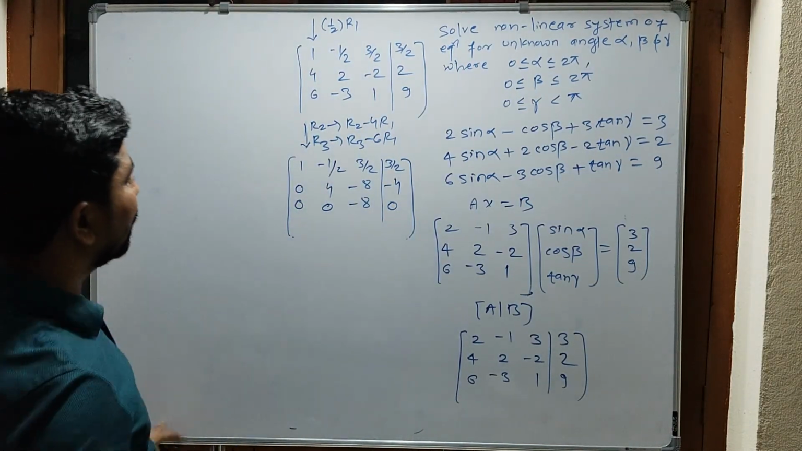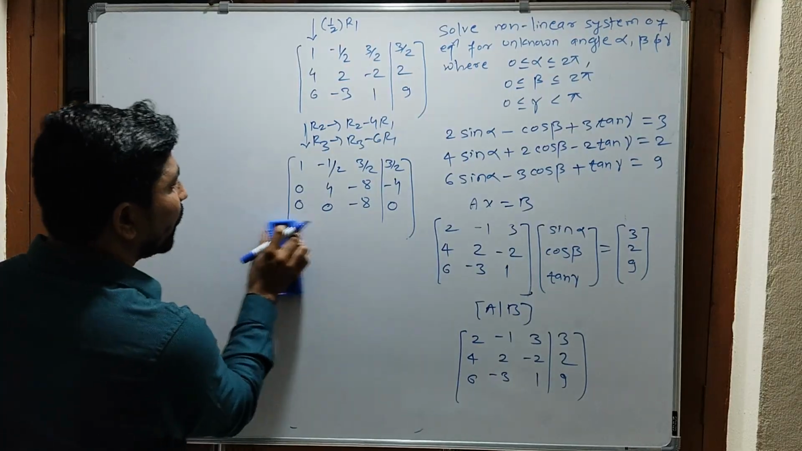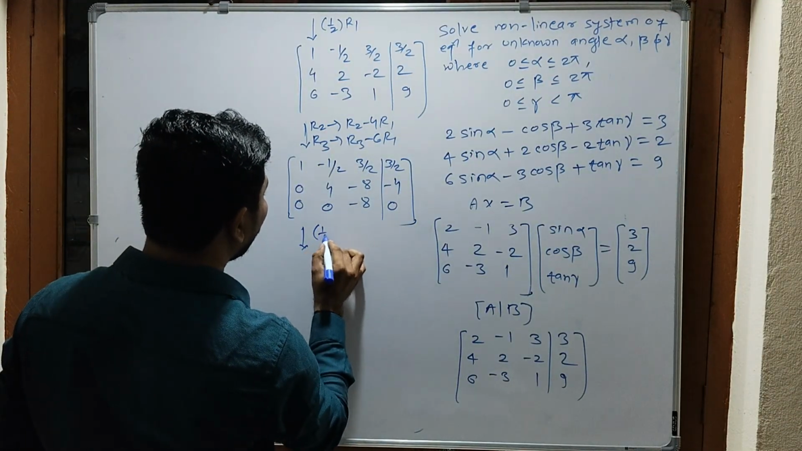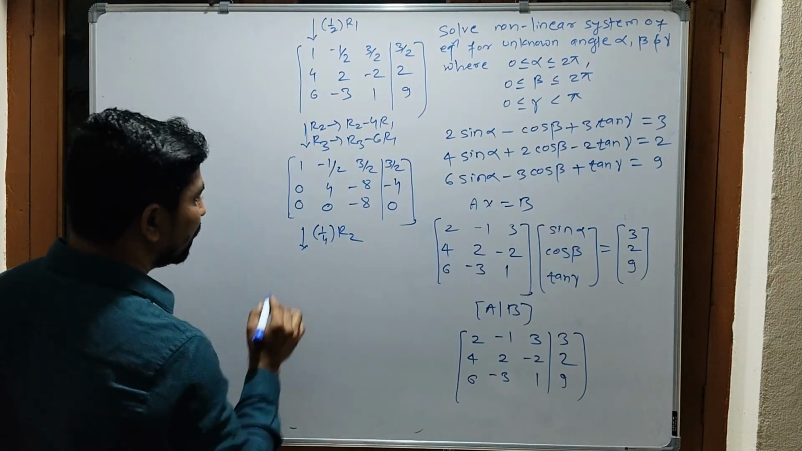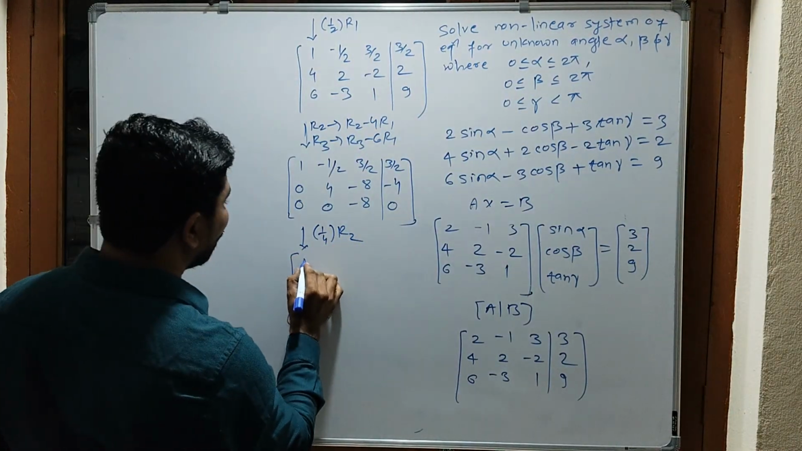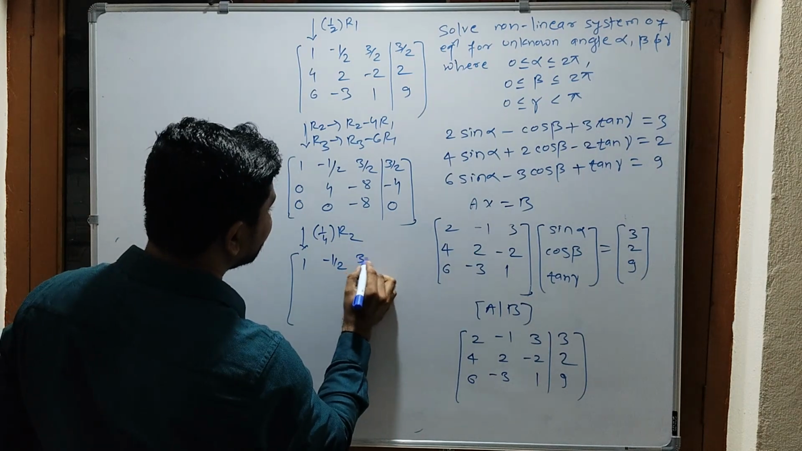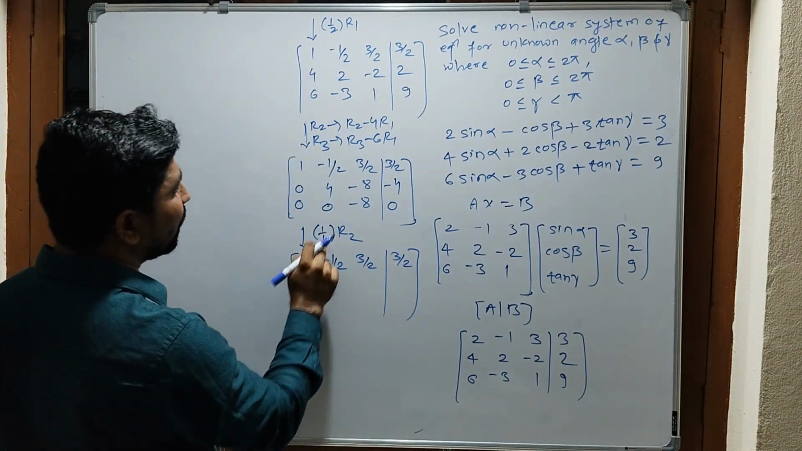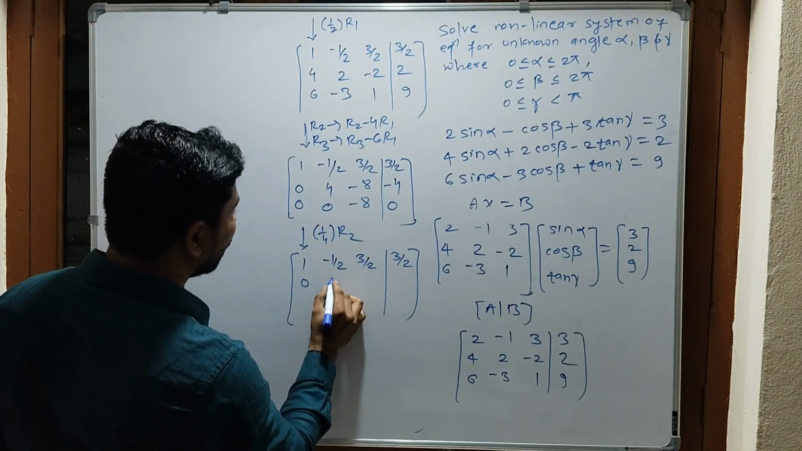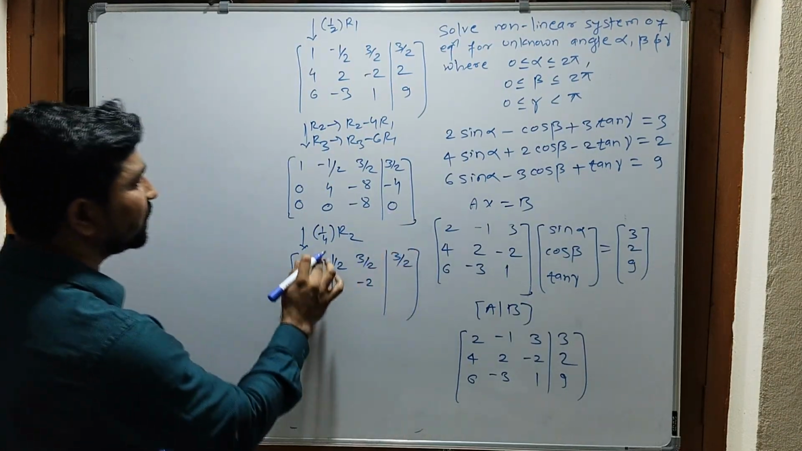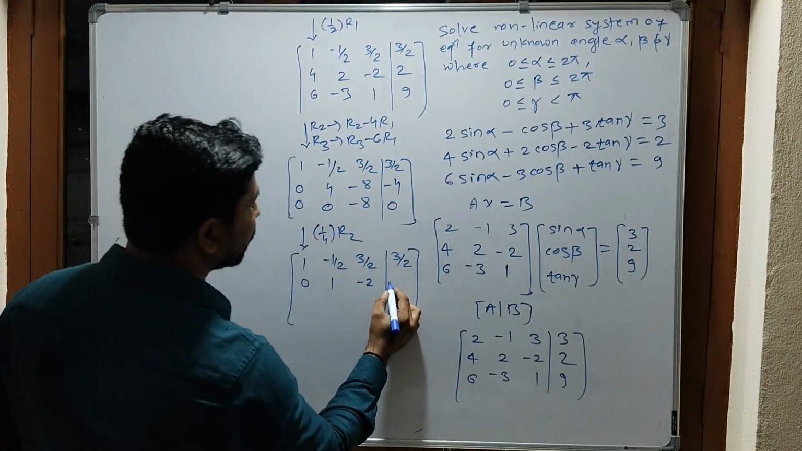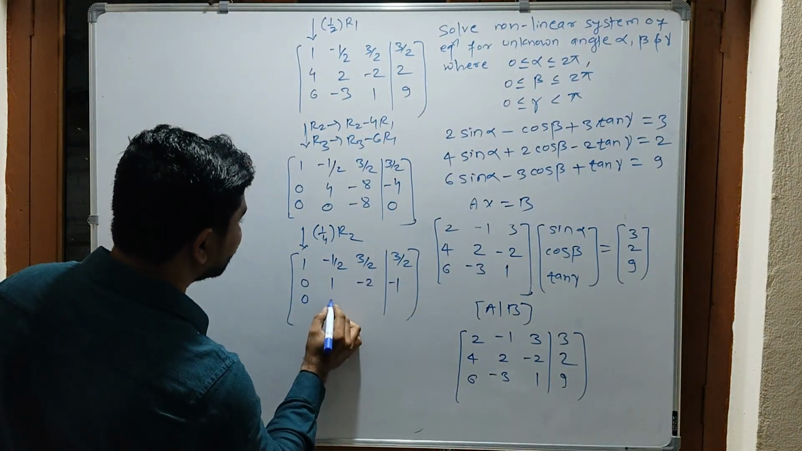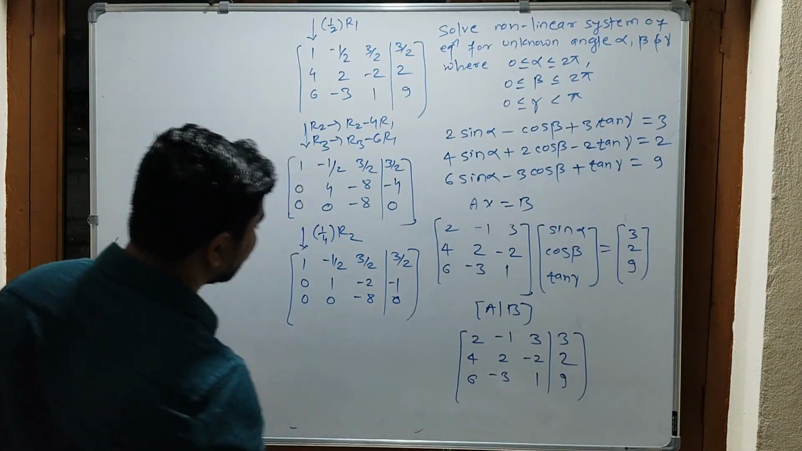Now I want to convert this 4 into 1. So I apply the elementary operation 1 by 4 times R2. I get the resultant matrix: 1, minus 1 by 2, 3 by 2, and 3 by 2. Multiplying 1 by 4 to the entire row R2, I get 0, 1, minus 1, then minus 8 divided by 4 gives minus 2 and the last entry is 0.